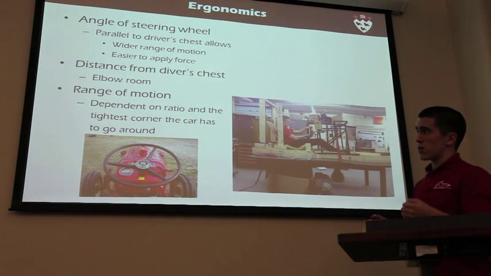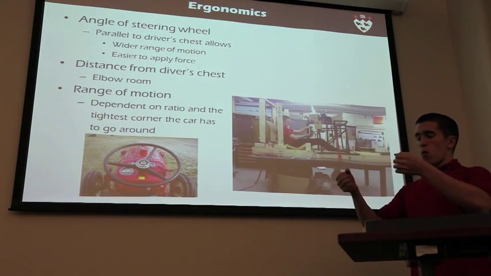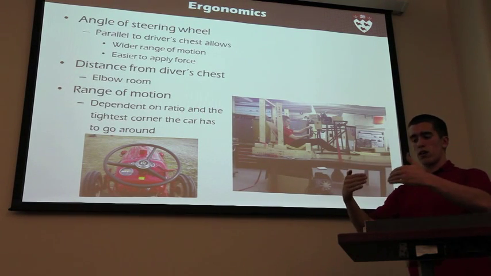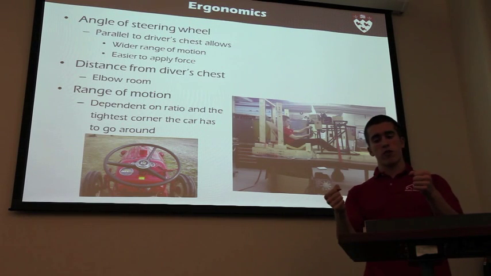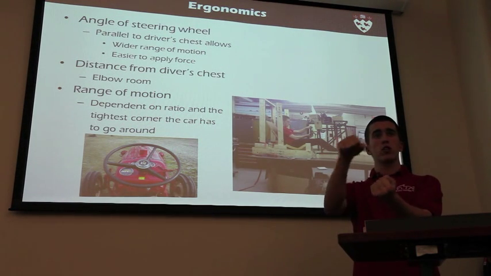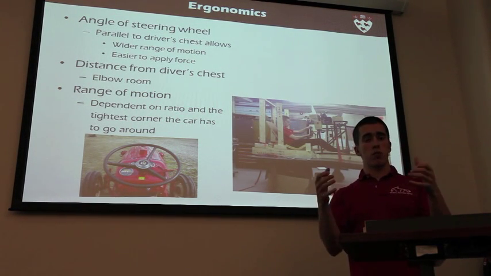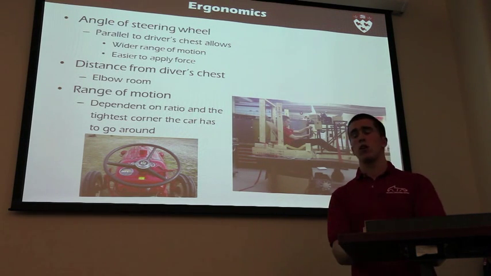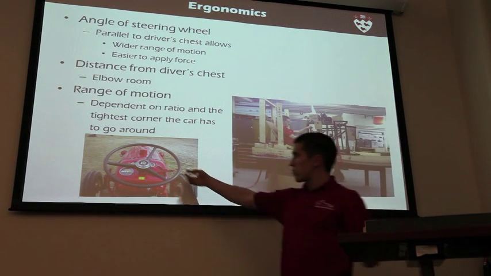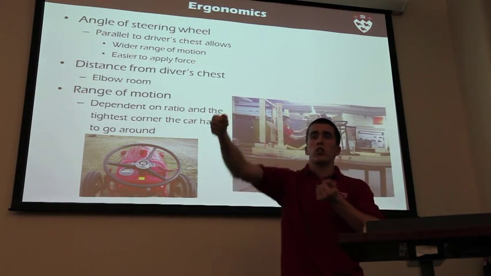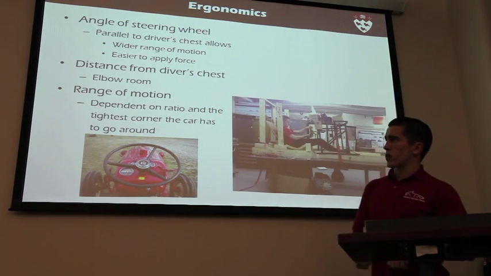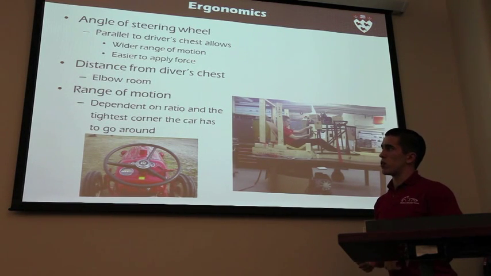So basically, the closer to being parallel with the driver's chest, that will make it easier for the driver to have a wider range of motion without having to change the position of your hand on the steering wheel. Basically, if you had a steering wheel like this, you can imagine that as steering the wheel, one arm will stretch. The position will quickly become uncomfortable for the driver.